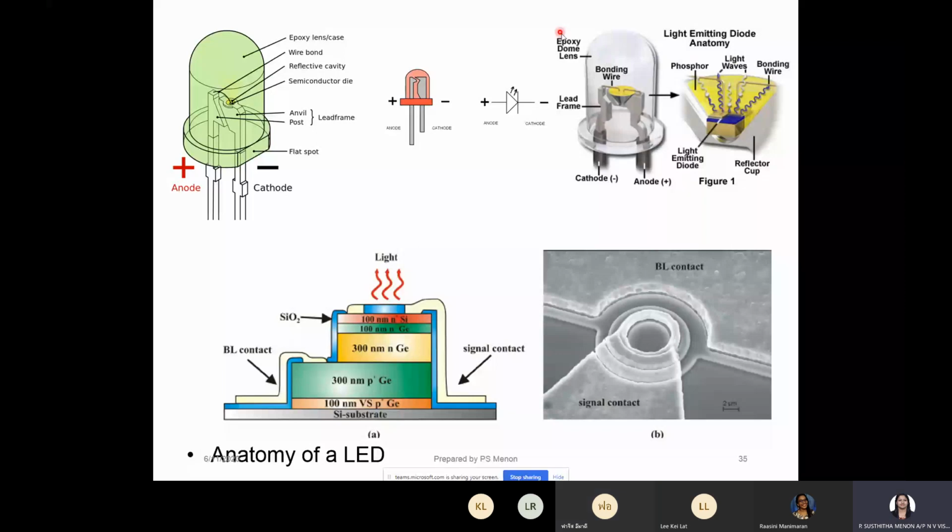But when it meets this dome here, if you see the dome is made into a circular shape, the purpose is so that we don't want light to be reflected back inside. We want it, because it's a light, right? We want it to go out. So that's why it's made in the shape of a dome. If you don't make it into a dome, the light will get reflected back into the chip.